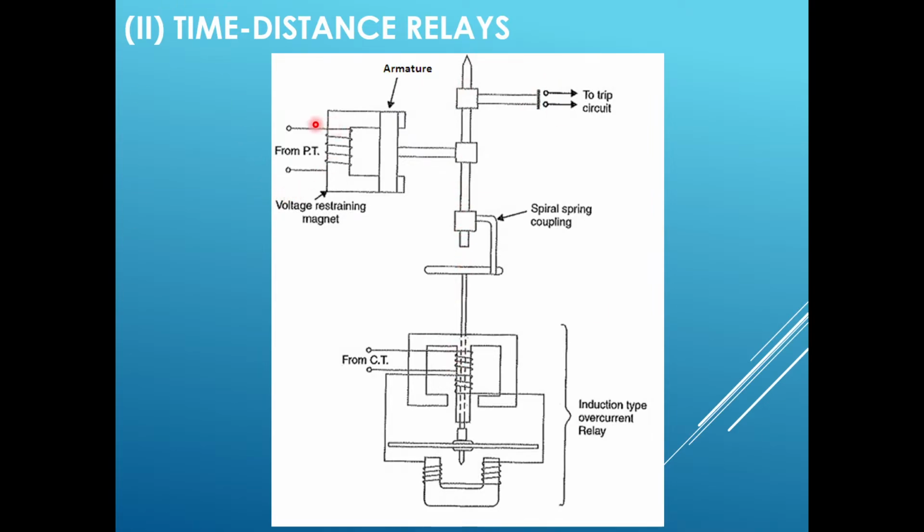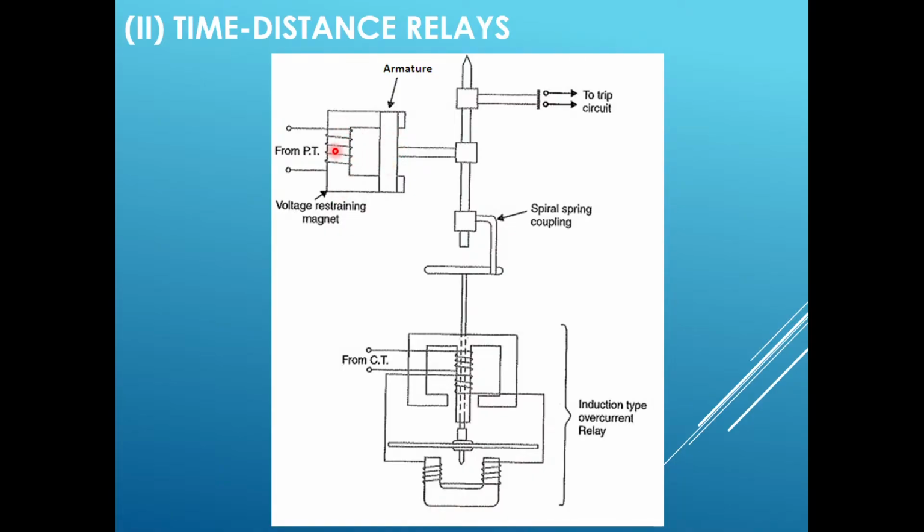Now here, voltage is given to this coil from the potential transformer. From the CT, current is given to this electromagnet. Initially we already know that the restraining torque will be greater than the operating torque. So initially this armature is attracted towards the upper U-shaped electromagnet. There are two U-shaped electromagnets here: this is the upper one, this is the lower one.